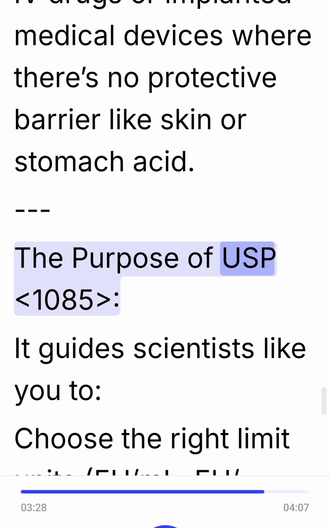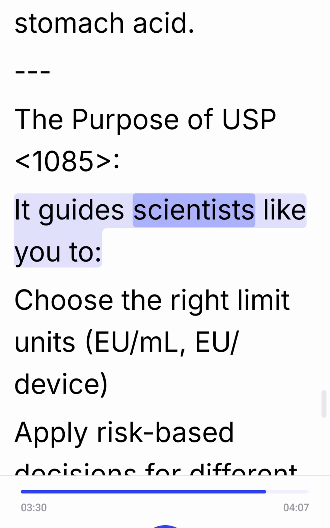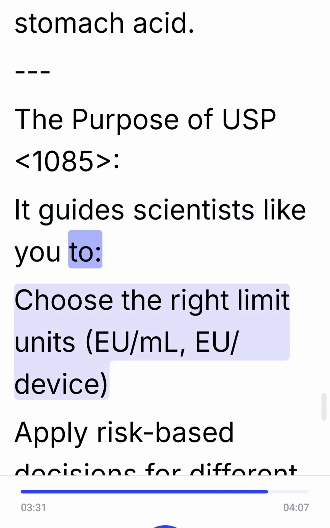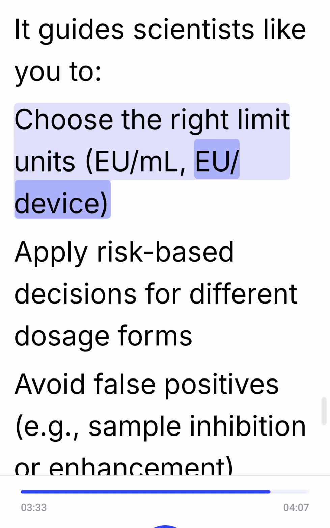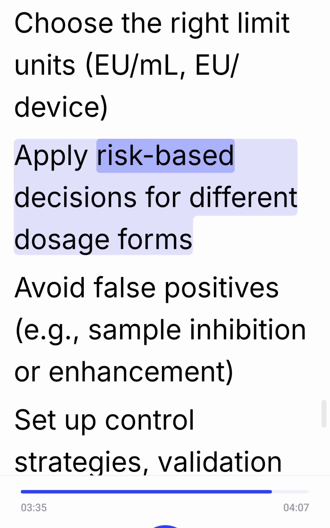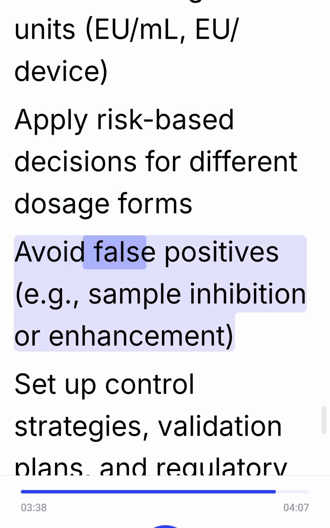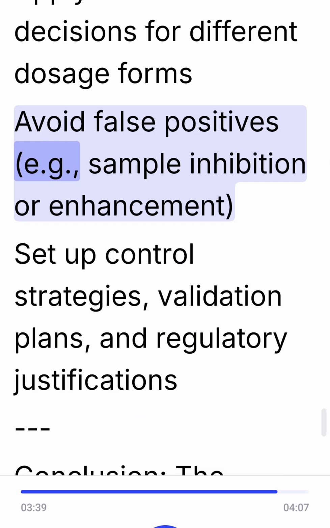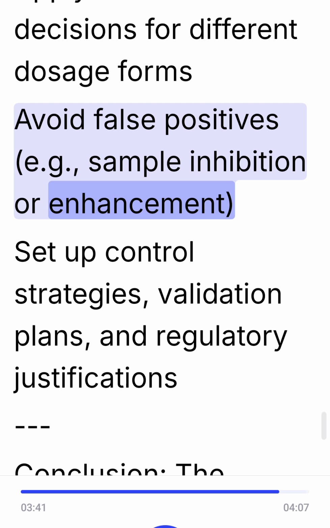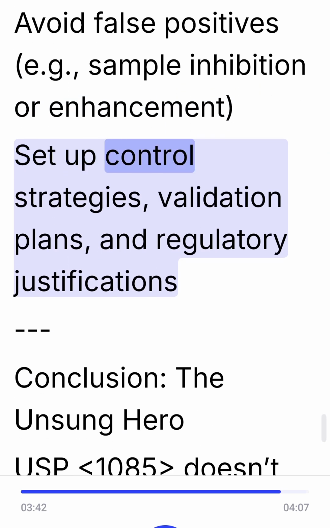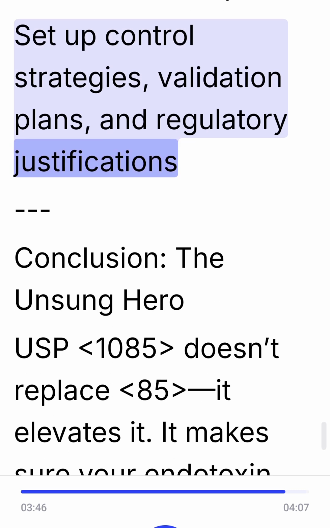The purpose of USP <85>: it guides scientists like you to choose the right limit units, EU/mL, EU/device. Apply risk-based decisions for different dosage forms. Avoid false positives, for example sample inhibition or enhancement. Set up control strategies, validation plans, and regulatory justifications.